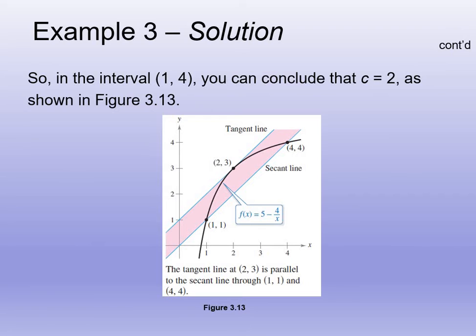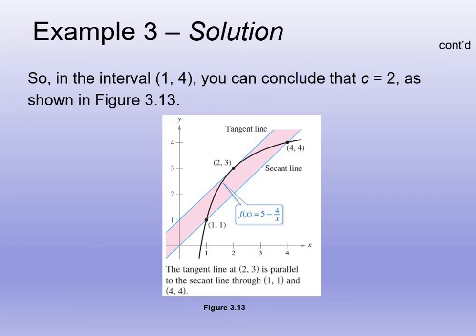So we did f of b minus f of a. We had to substitute in 1, and we had to substitute in 4. So that ended up giving us f of b minus f of a all over b minus a. We substituted all that in, and we got 1. Then we can conclude we found that value of c.